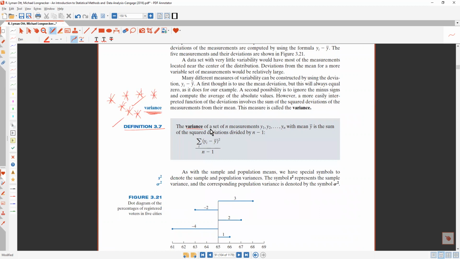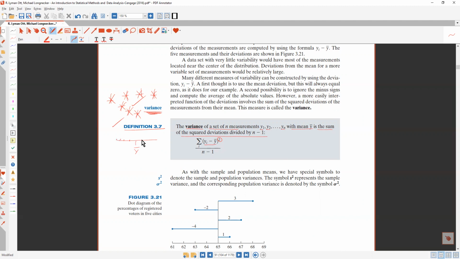So let's define it. The variance of a set of n measurements, so you have different data points, with a mean, is the sum of the squared deviations divided by n minus 1. We just defined a deviation above as y sub i minus the mean. What the variance does is it takes the sum of all those deviations and squares them. Now, why are we squaring deviations? Well, we said that the mean is a balance point and a center of gravity in a distribution.